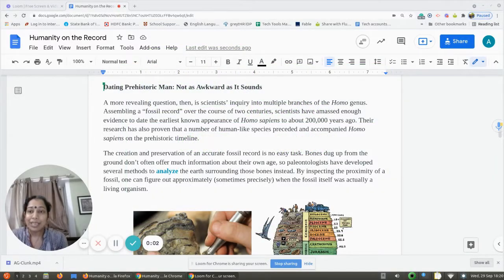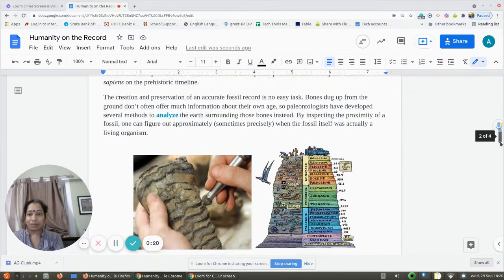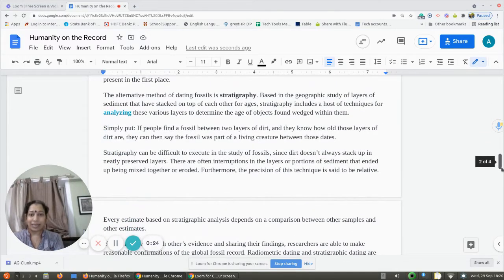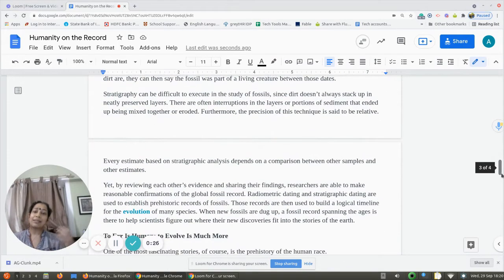So I'm going to try and make a gist of the second section of this article, which is called Dating Prehistoric Man, Not as Awkward as It Sounds. So, as exciting as this title is, it is not the main idea of the section. The section mainly talks about two things. The first technique it talks about is radiometric dating, and the next technique it talks about is stratigraphy. And then the section concludes and brings both those techniques together.